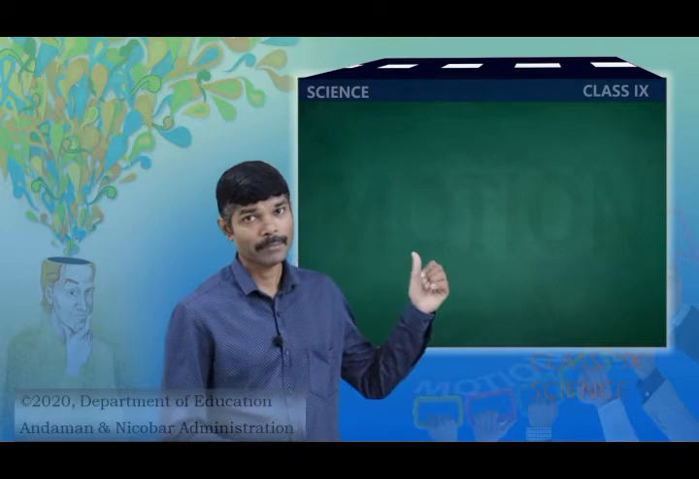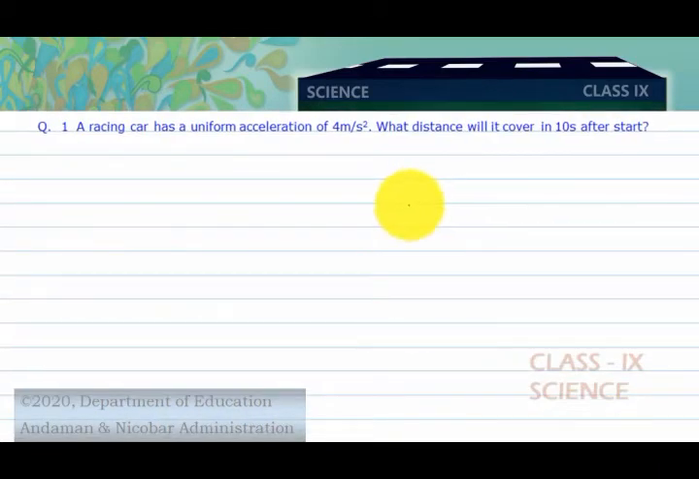Look at the screen. Look at the question. A racing car has a uniform acceleration of 4 meter per second square. What distance will it cover in 10 seconds after the start? Here we have to find the distance covered in 10 seconds after the start.